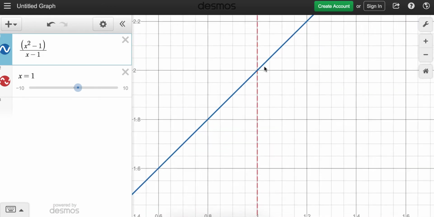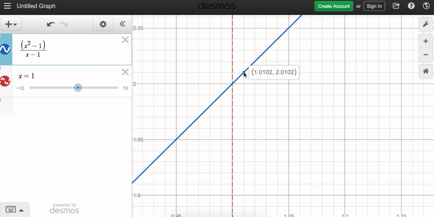So if we zoom in more, right here my x value is very, very close to 1. My y value is also close to 2, okay? If we get this close, as you can see, my x value is very, very, very close to 1. My y value is very, very close to 2. At 1, it is undefined. However, as my x value gets closer and closer to 1, my y value gets closer and closer to 2. Okay, that is if I approach the x value from the right-hand side.